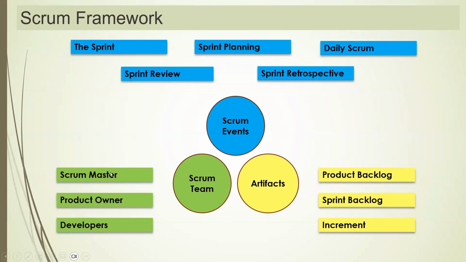Now the Scrum team: Scrum Master, Product Owner, and Developer. This is simple. Just understand that the role is very important here. Scrum Master, Product Owner, and Developer. So let's start with Product Owner. Do you have any clarity on who the Product Owner is?